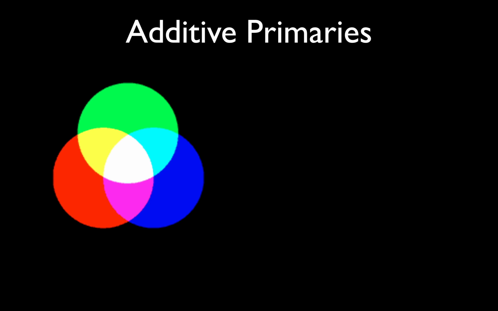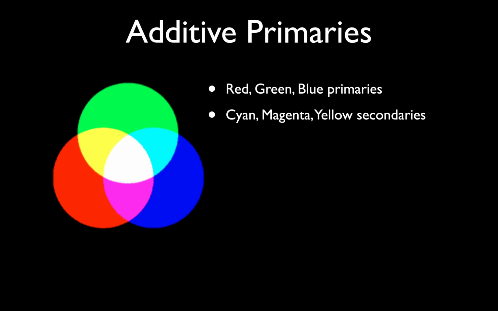It starts with additive primaries. The additive primaries are red, green, and blue. Cyan, magenta, and yellow are the secondary colors. So you need to imagine these as projectors. So imagine this is a light, like a slide projector or a movie projector or whatever. One of them is only projecting blue light, one is only projecting red, and one's only projecting green.